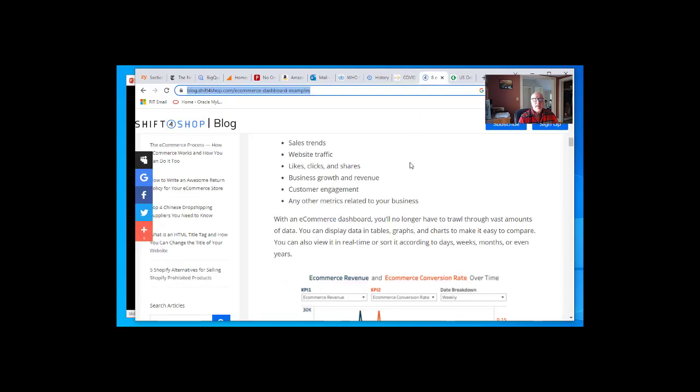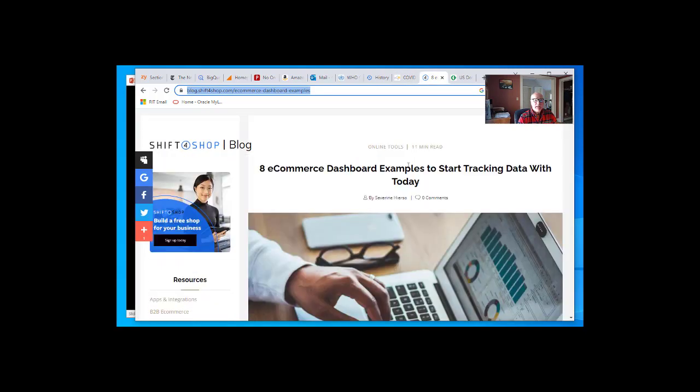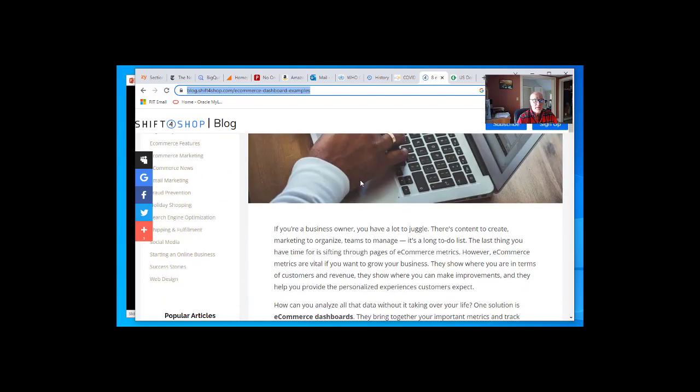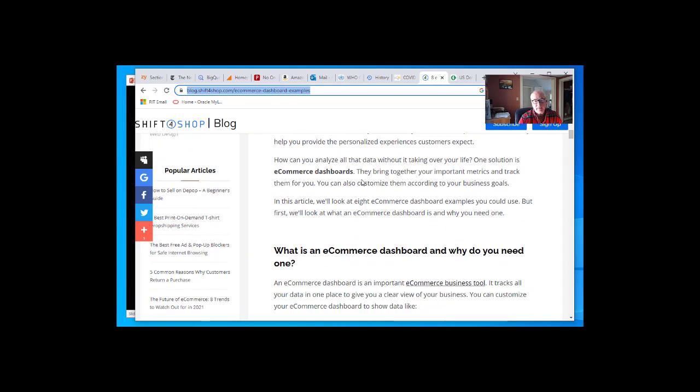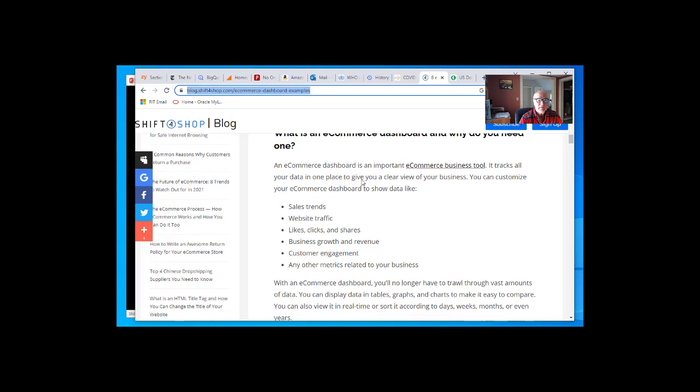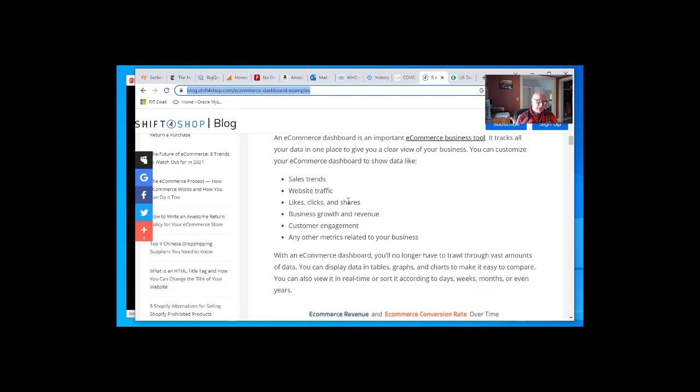Let's go ahead and look at another one here. E-commerce. We've got some groups that are working on e-commerce related projects. As I said before, I think that many of you will end up working in e-commerce for your career, and so knowing something about e-commerce and how to organize e-commerce dashboards is a really good thing to do. And so you can go through this stuff and read through it, and some of the things they're interested in are things like sales trends, website traffic, likes, clicks, and shares, business growth and revenue, customer engagement, any other metrics related to your business.